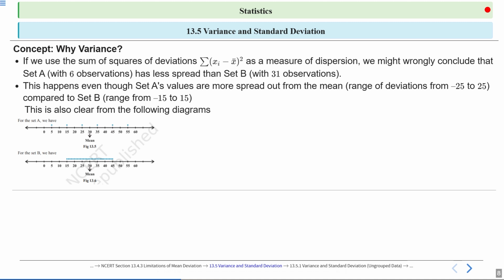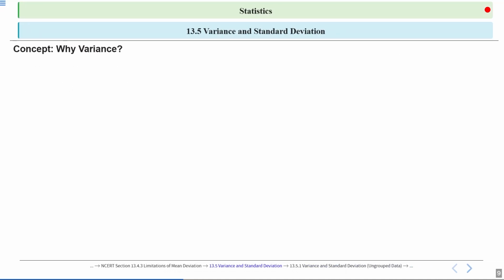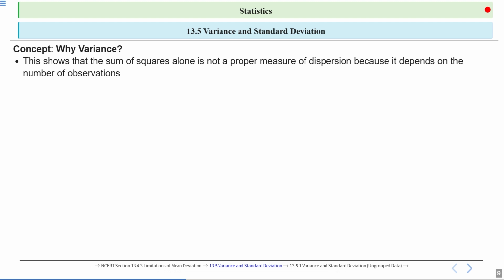So here you can see for set A we have this diagram, figure 13.5, and for set B we have figure 13.6. So this figure will clear our confusion. This shows that the sum of squares alone is not a proper measure of dispersion because it depends on the number of observations.